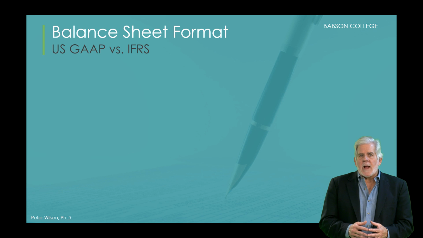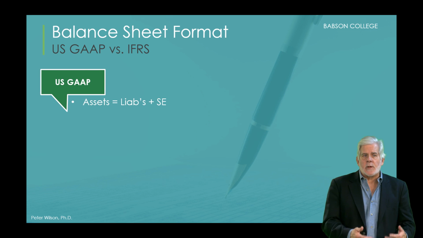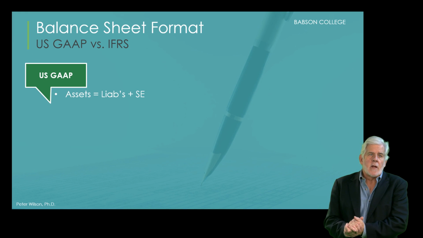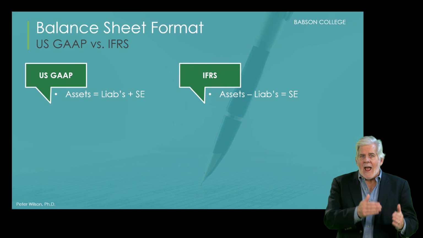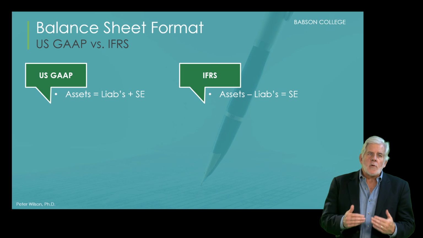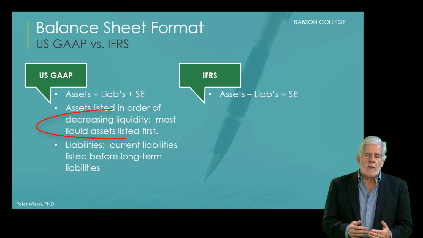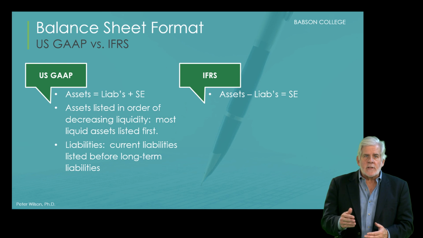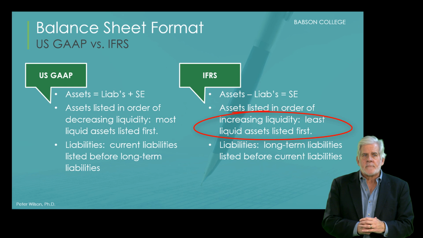There are slight format differences between US GAAP and IFRS balance sheets. US GAAP balance sheets are based on the equation assets equal liabilities plus stockholders' equity, while IFRS often rearranges that equation as assets minus liabilities equals stockholders' equity. And while US GAAP lists assets and liabilities in order of decreasing liquidity, with the most liquid assets listed first, IFRS balance sheets do just the opposite, starting with the least liquid assets and liabilities.